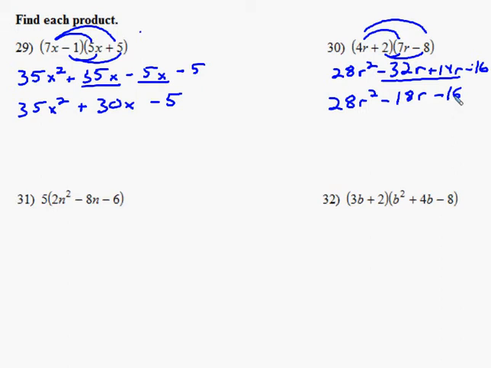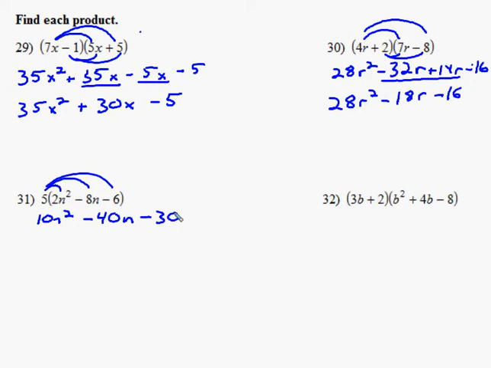For number 31, we're just multiplying 5 times each of these terms. So it's going to be 5 times 2n squared, which is 10n squared, minus 5 times 8n, which is negative 40n, and then 5 times negative 6 is negative 30. And that's it. That's our answer for that one.